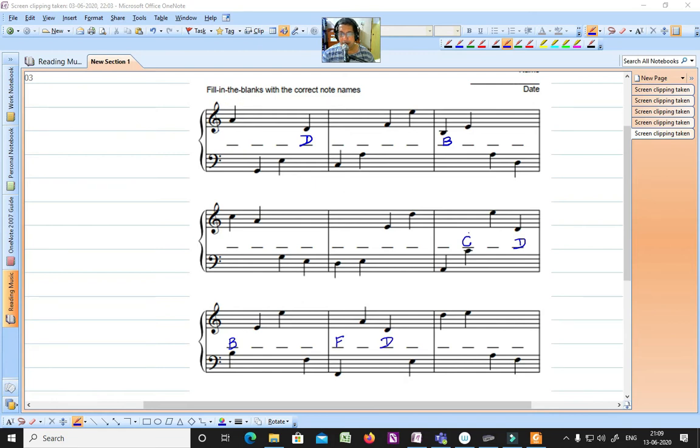Now here we have the treble clef. This is the first note. It's a space note. It's in the second space. So what are the space notes? F, A, C, E. So this is in the second space. F, A. So this note is an A note. Okay, so I'm going to write A.